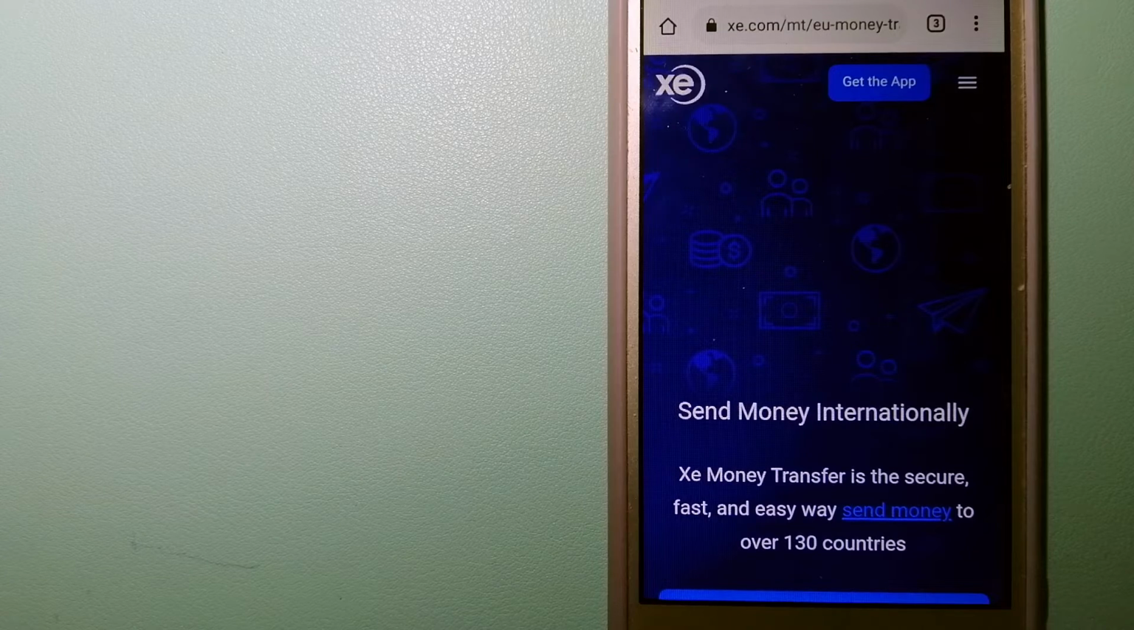Founded in 1993, they have been dealing in foreign exchange for a long time. The fact that they don't charge transfer fees or have a minimum transfer amount make them quite attractive.